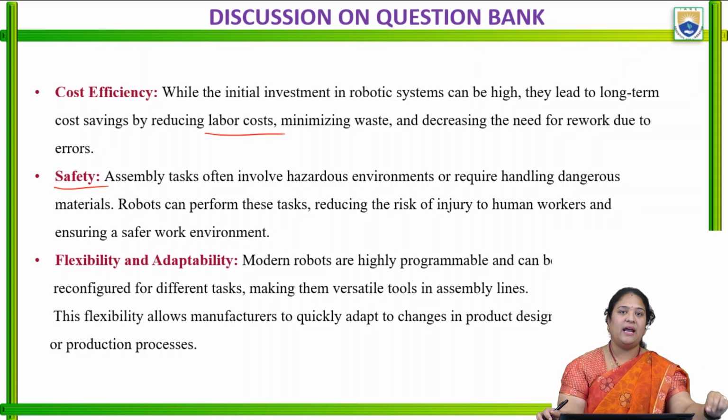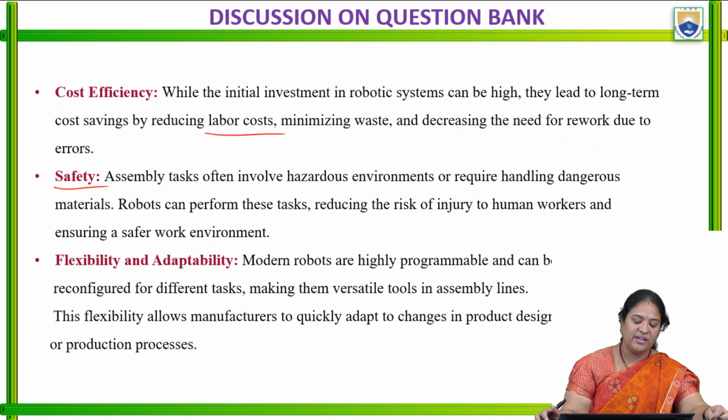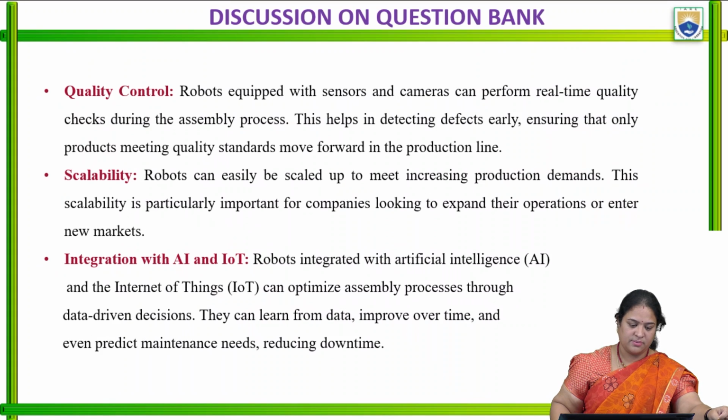And flexibility and adaptability. Flexibility and adaptability means the modern robots are highly programmable and can be reconfigured. Right? The modern robots are highly programmable and can be reconfigured for different tasks, making them versatile tools in assembly lines. This flexibility allows the manufacturer to quickly adapt to changes in product design or production process.